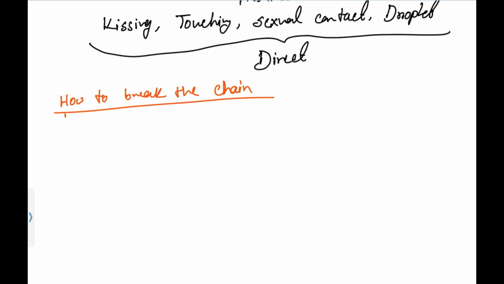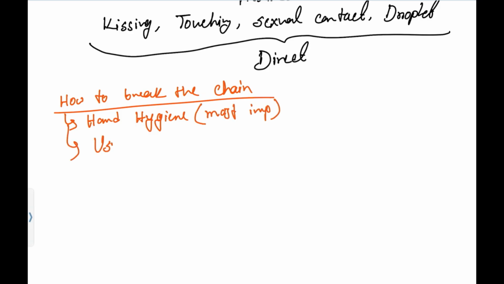So how will you prevent? By the help of hand hygiene. Okay, if you properly do hand hygiene, then microorganisms which are already in the infected person's hand can't spread to other persons. Okay, this is most important and most useful.